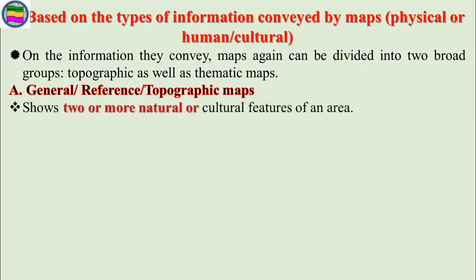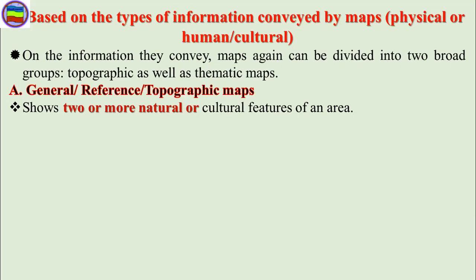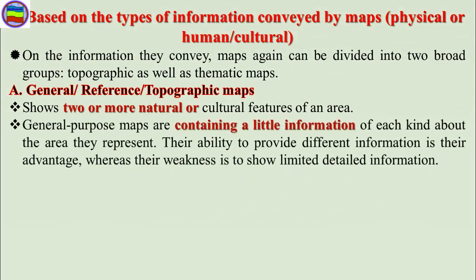It shows two or more natural or cultural features of an area at the same time. Meaning that one map gives information about two or more cultural or physical features. That type of map is known as a general purpose map, reference map, or topographical map. General purpose maps contain little detail on each item. Why? Because they include many different kinds of information, so it is difficult to give detailed information about each parameter.